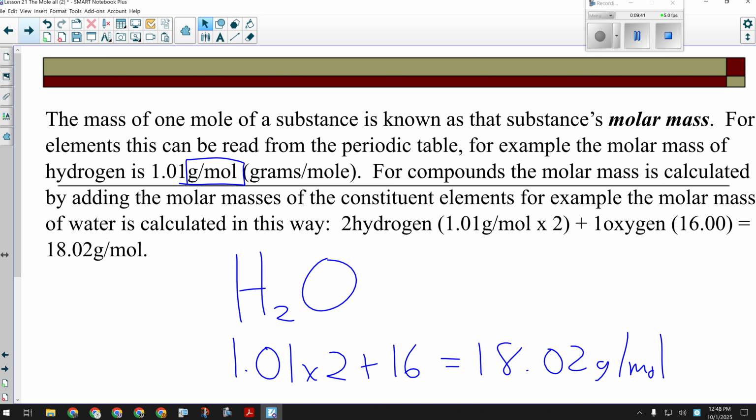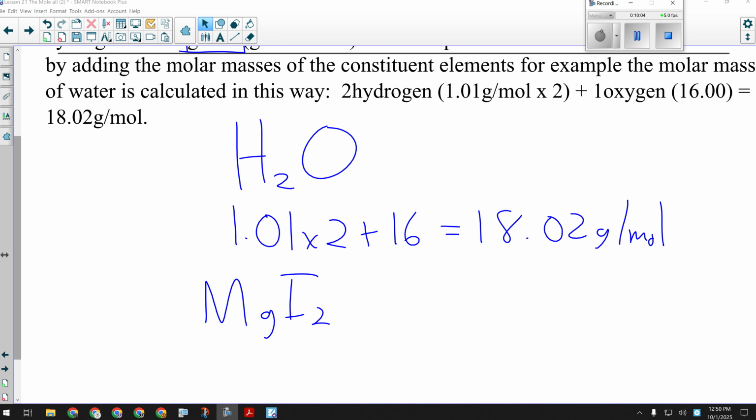Okay. So let's try a different one. Let's have you guys try this one. Calculate the molar mass of magnesium iodide for me. How many magnesium atoms in this molecule? Just one, right? I mean, we know how to do that. We have to do that when we're balancing chemical equations, right? We have to read how many. Okay, there's one magnesium, so that'll be 24.31 grams per mole for the magnesium.